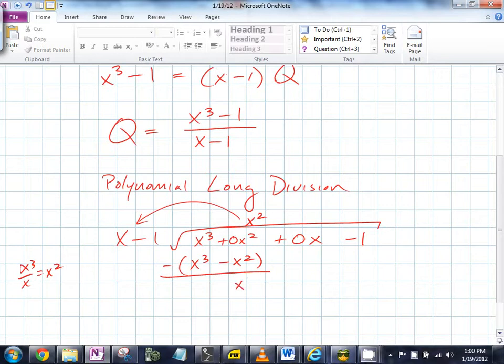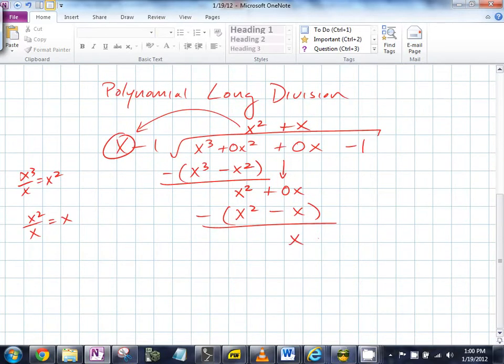The new leading term is x squared, but this one still is x. So you end up with x plus x. You multiply and you get x squared minus x, like this. You subtract, and what are you left with? Drop down the negative 1. The leading term now is x, so it's x over x is 1. I'll go back in a sec. 1 times x is x. 1 times negative 1 is negative 1, and what are you left with? That's the remainder. Remainder of 0 means it divides evenly.